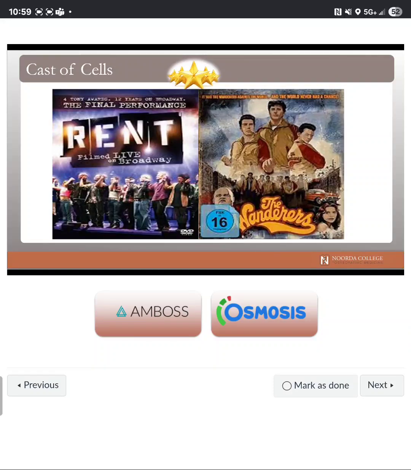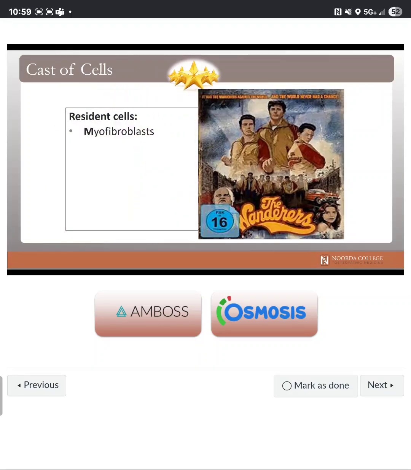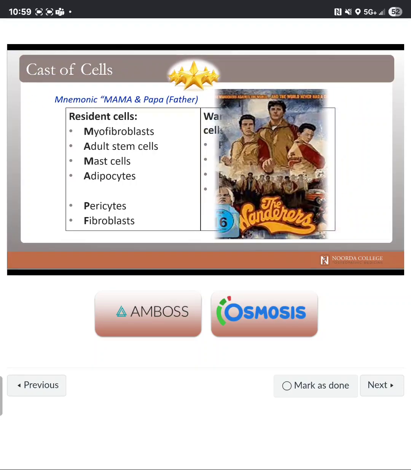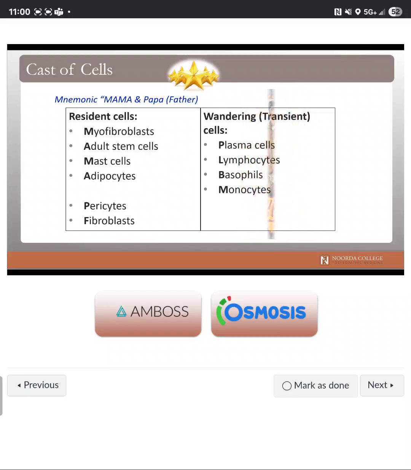So first, I want to introduce you to the cast of cells. The residents are paying rent, and of course the transient are wandering. Under the resident cell category, we have our myofibroblasts, adult stem cells, mast cells, and adipocytes, which are fat cells, and of course the pericytes and the fibroblasts. I have this in a particular order so that I can provide you a mnemonic called mama and papa, because they're always at home. And always just think in parenthesis F for fibroblasts of father.